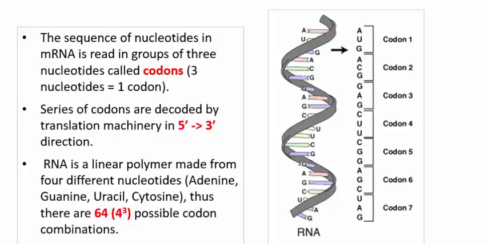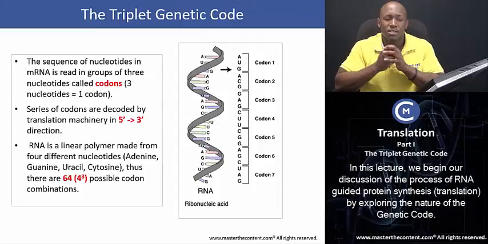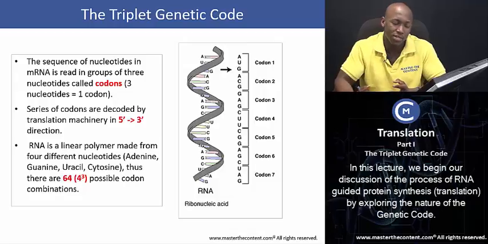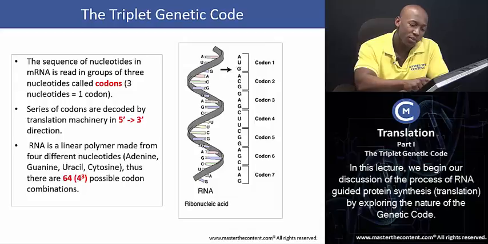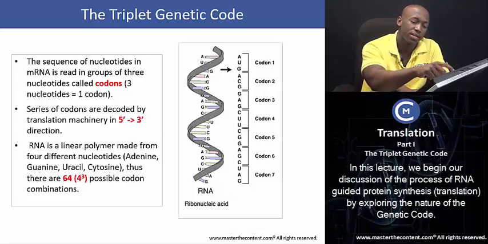Now, because RNA is a linear polymer made up of 4 different types of nucleotides, there are therefore 4 to the power 3, or 64, possible combinations of the 4 different nucleotides. So if we need 20 different unique codes for the 20 different amino acids we have, it's clear to see that we should have more than enough combinations of these nucleotides, or codons, to code for the 20 amino acids.